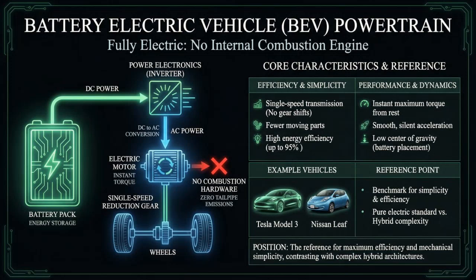A BEV is the simplest and most efficient electric powertrain, where there is no engine at all. The battery stores electrical energy, the inverter feeds the motor, and the motor drives the wheels through a single-speed reduction gear. Examples include the Tesla Model 3, Tata Nexon EV, and Nissan Leaf.